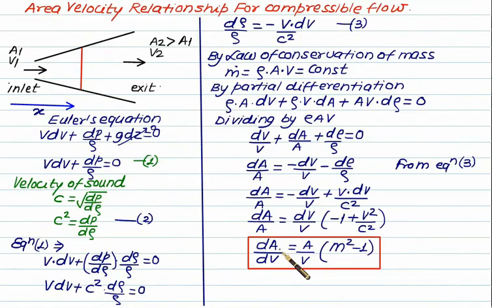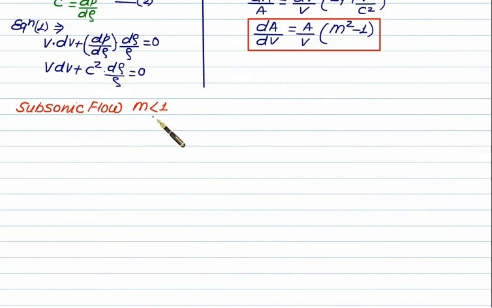Now let me discuss this relation for the three cases, that is Mach number equal to 1, Mach number less than 1, that is subsonic flow, and Mach number greater than 1, that is supersonic flow. Whenever we have a subsonic flow, the Mach number will be less than 1, and naturally Mach number square is also less than 1. In that case this bracket term will become negative, and we have dA by dV, that is the change in area divided by change in velocity, equal to area divided by velocity. Area and velocity are always positive terms here, and Mach number square minus 1 will be a negative term.